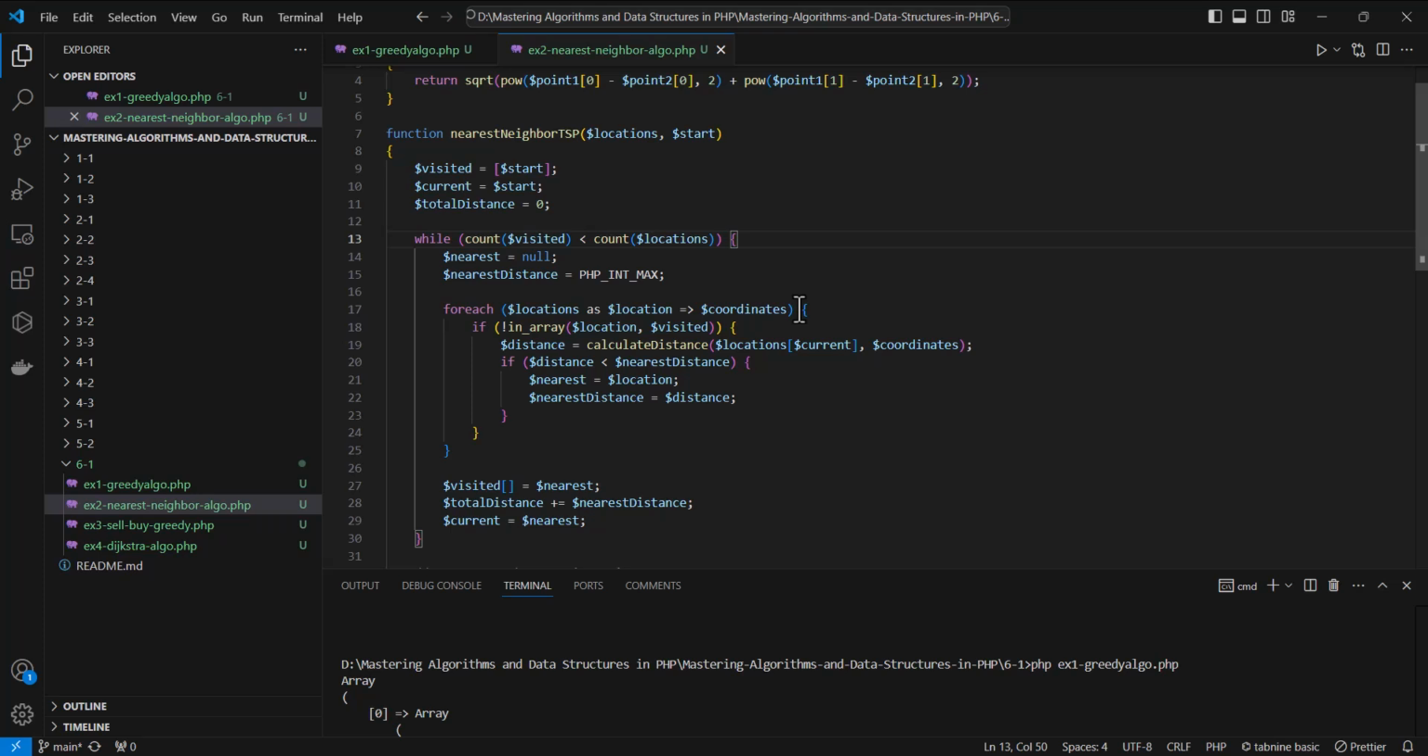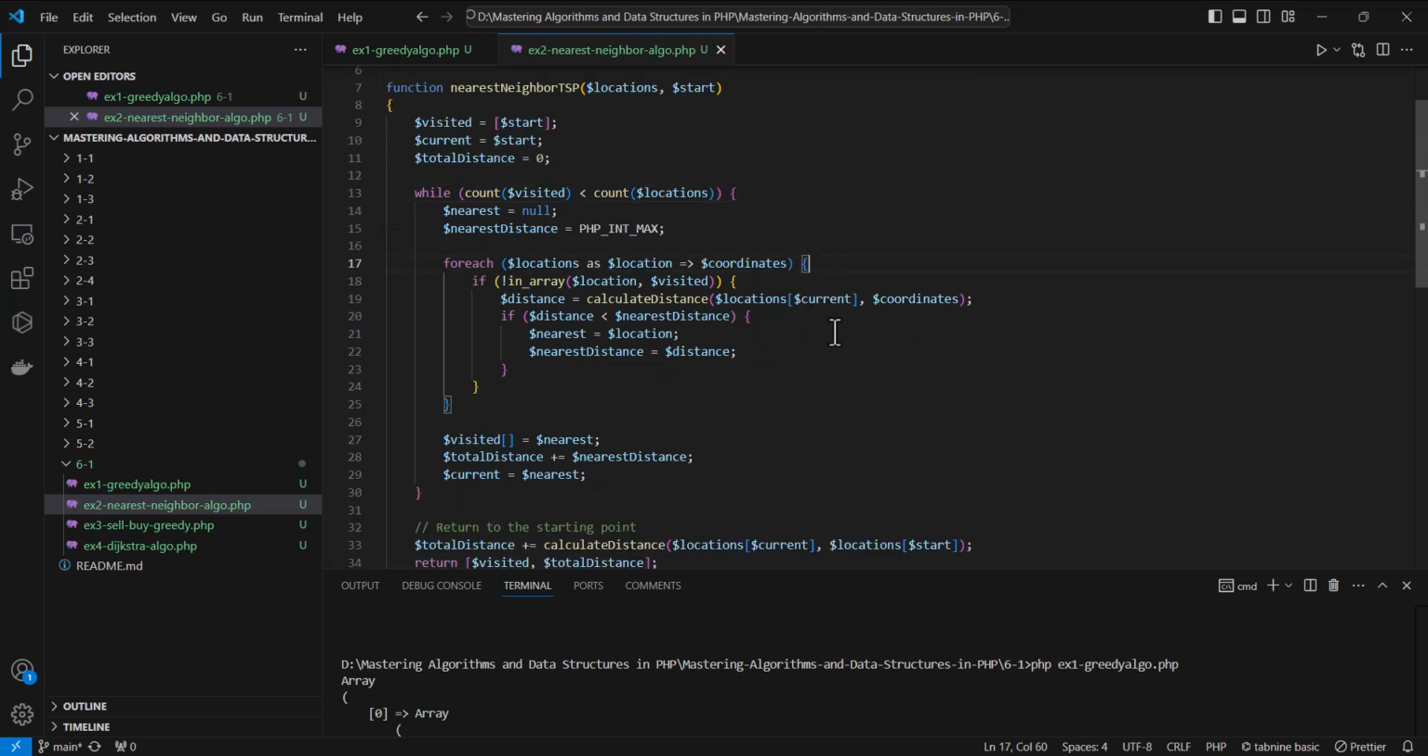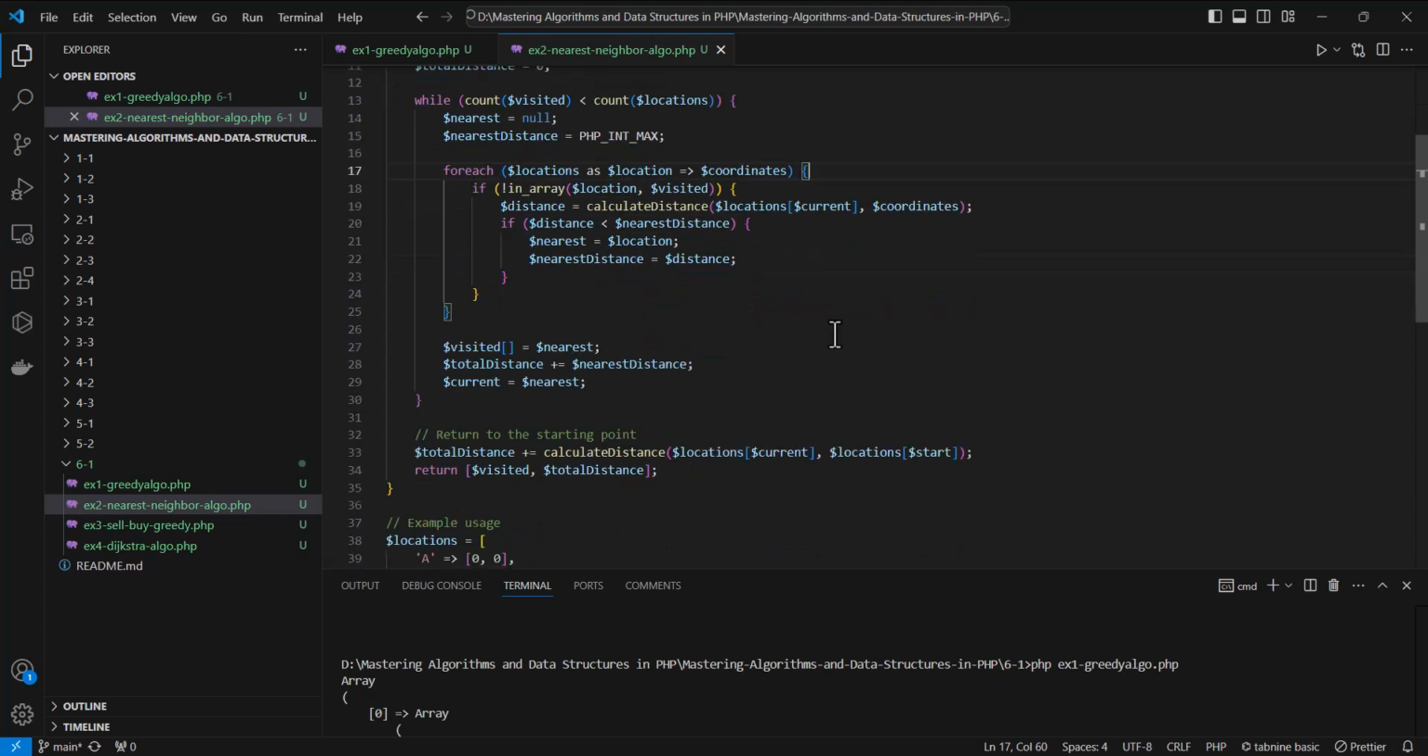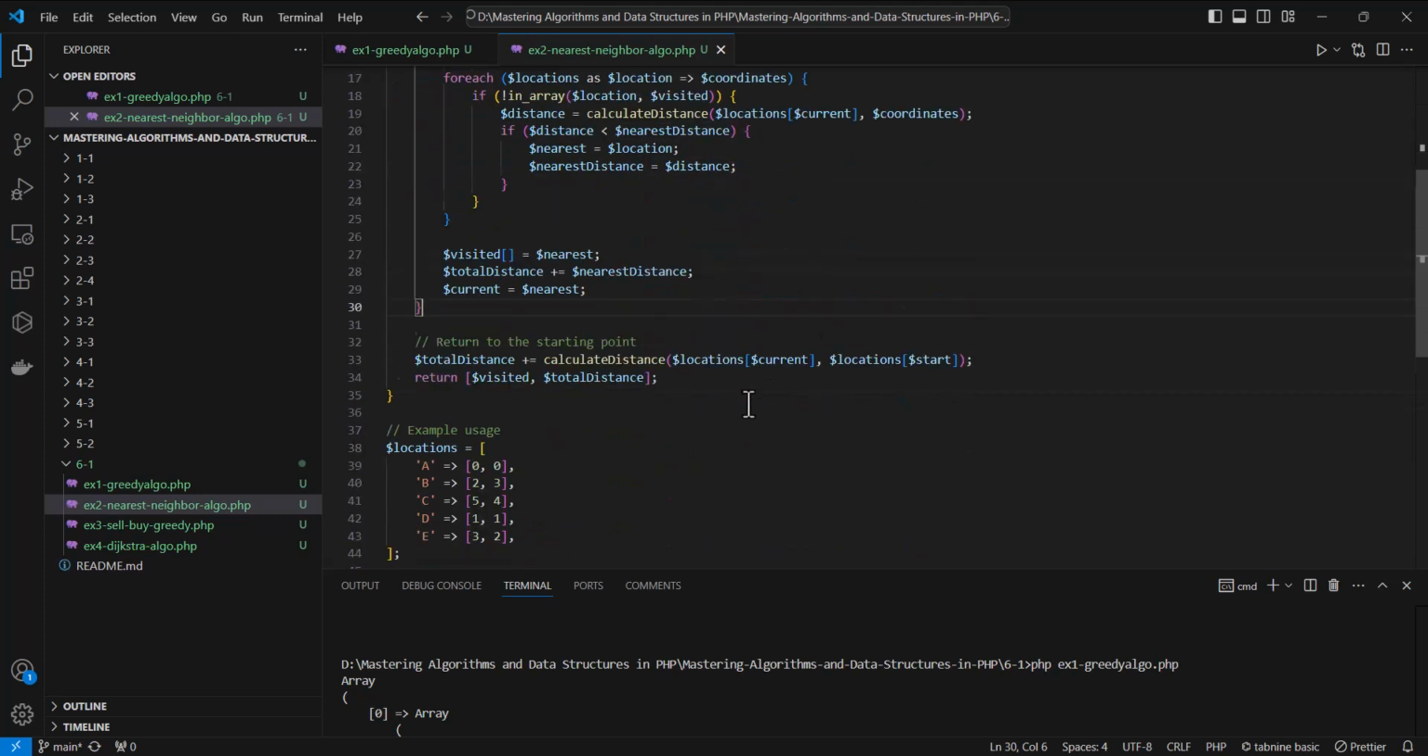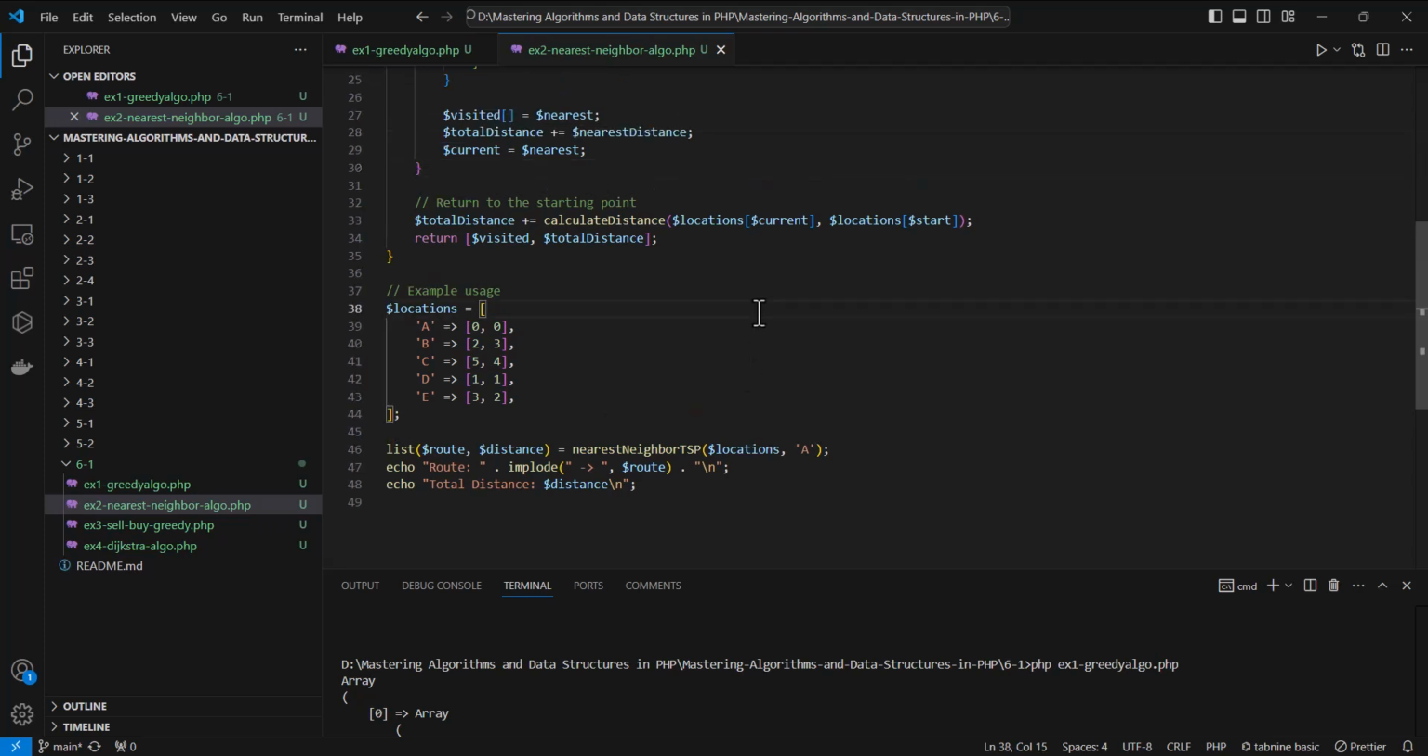as an approximation. Using the nearest neighbor algorithm, we start from the initial location and always move to the closest unvisited location. This provides a good approximation to the traveling salesman problem.